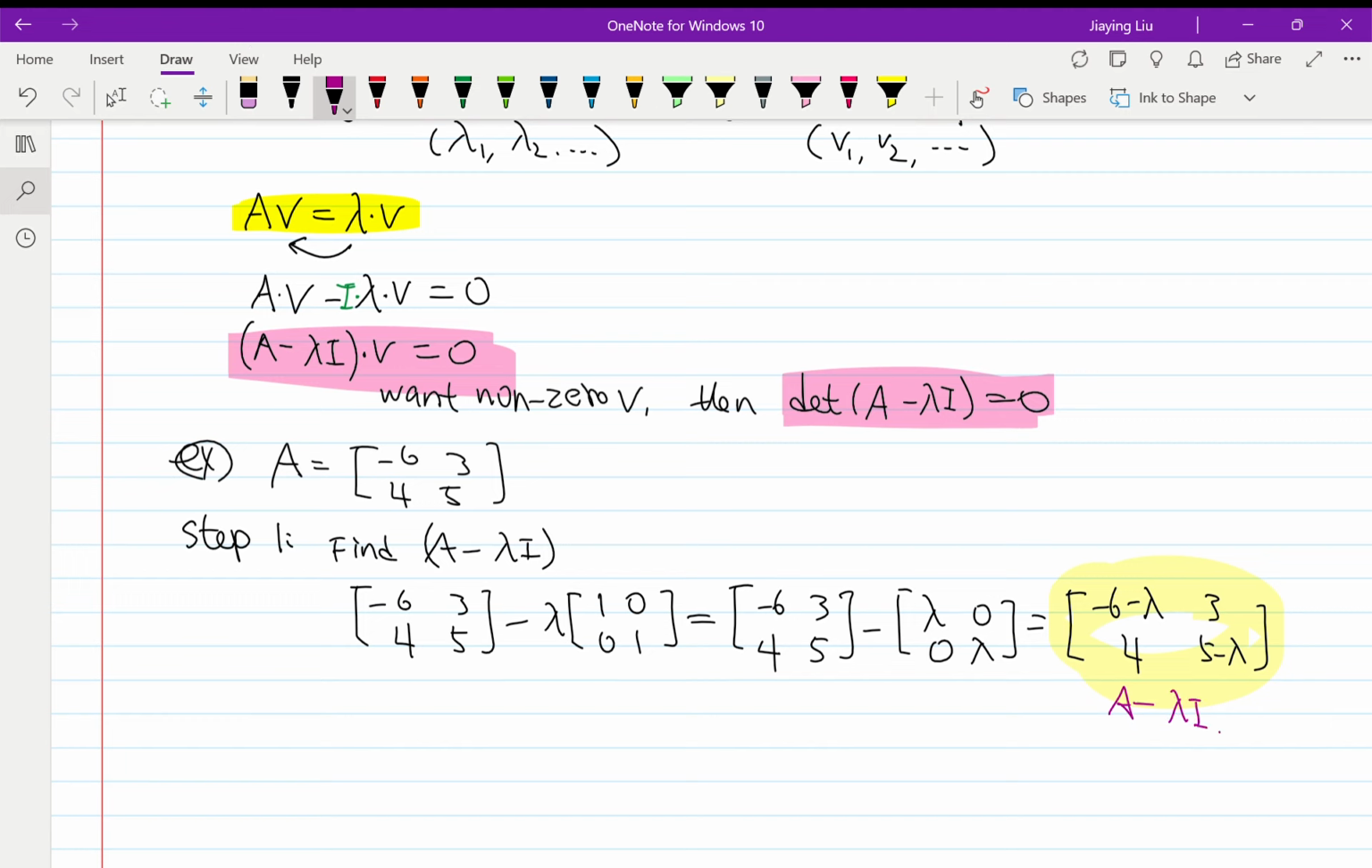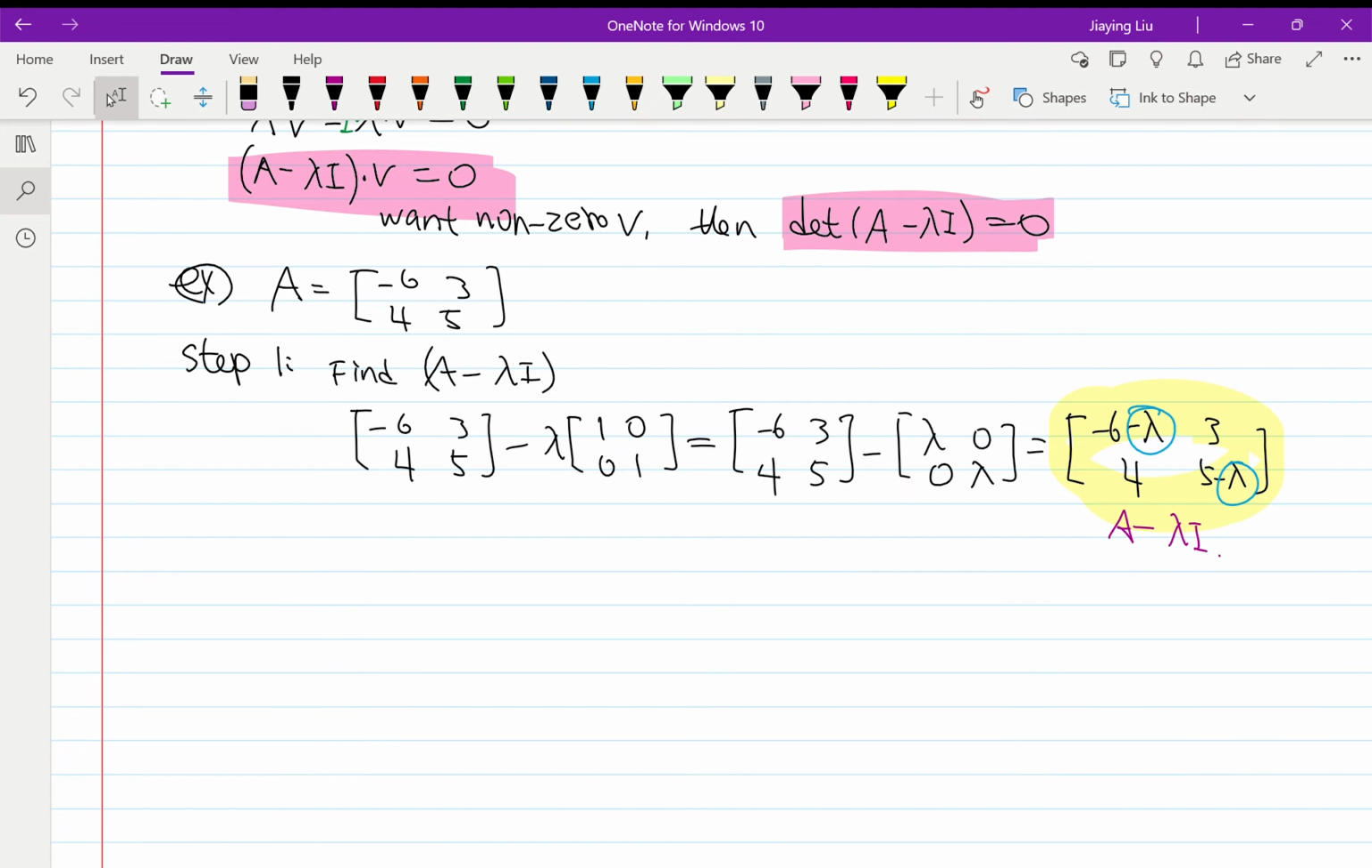Obviously, we don't have to do this all the time. In fact, A minus lambda I is always just subtracting lambda from the diagonal entries, because when we have lambda times the identity, we just have lambda on the diagonal, and we subtract that from the A matrix. So in the future, the shortcut is just subtracting lambda from all the diagonal entries. That'll be a quick way to find it. So that's the first step.